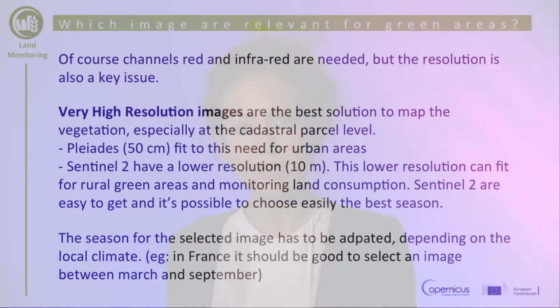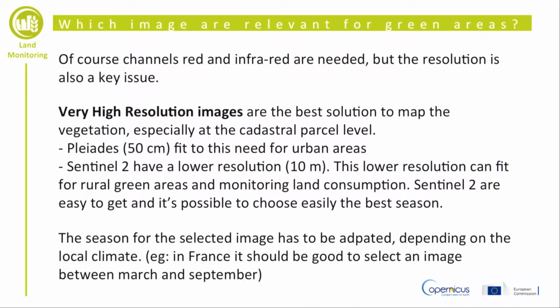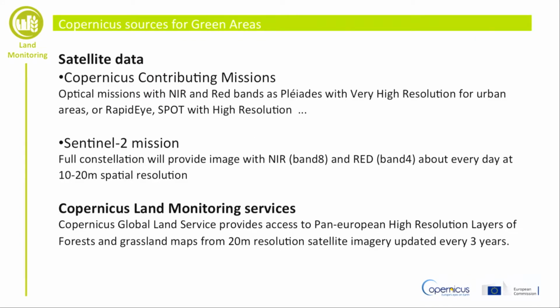Sentinel-2 images are easy to get, and it's possible to choose easily the best season. The season for the selected images has to be adapted depending on the local climate. So for example, in France, it should be good to select an image between March and September. These data are available thanks to Copernicus.